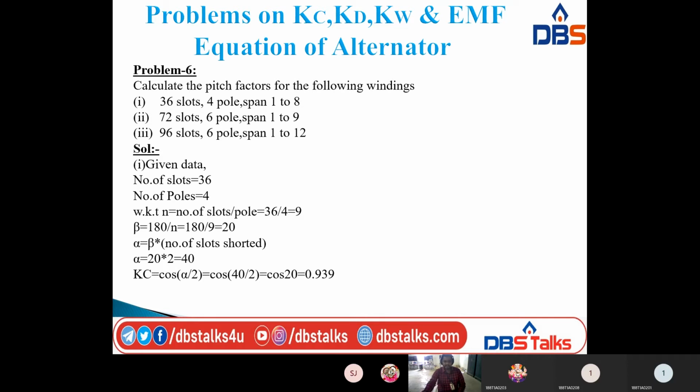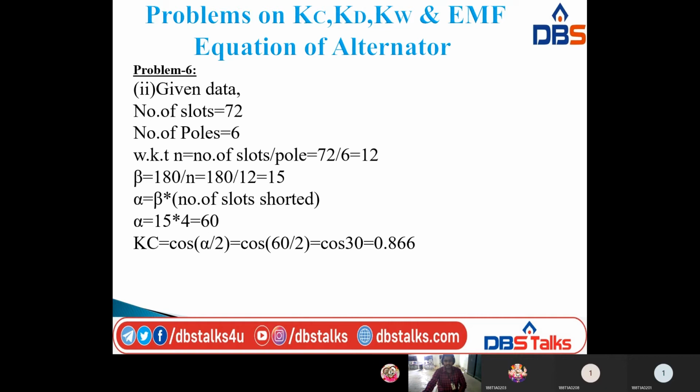And going to the second case. In the second case, they have given that number of slots is 72 and number of poles is 6 and span is 1 to 9. Take that as 9 minus 1, that is equal to 8. And then I am going to calculate the number of slots per pole. So number of slots per pole is equal to, how many slots they have given? 72, and poles is 6. 72 by 6, that is equal to 12. And then we calculate the beta value, that is equal to 180 by n. You know the n value is 12. Substitute that n value into this. So 180 by 12, that is equal to 15.